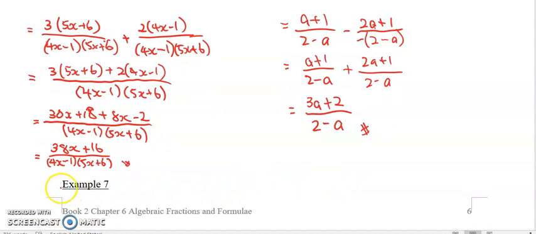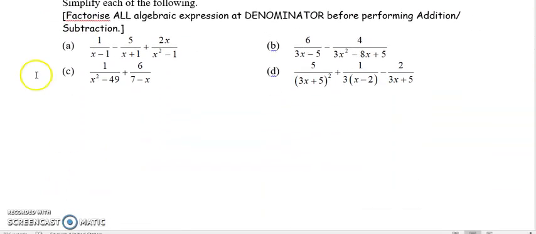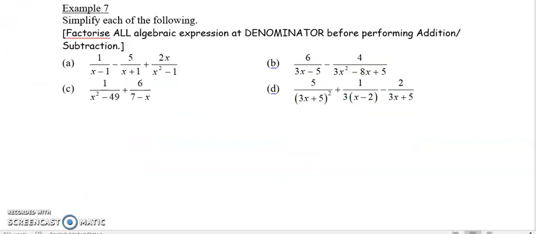Okay, we still have example 7 here. If you look at all the questions in example 7, they are subtraction and addition of fractions, but if you look at the denominators, at least one of them in each is a quadratic expression. So in A, quadratic, B, quadratic, C, quadratic, D, we also have a quadratic, because we have a 3. If you expand this, you will get a quadratic expression.